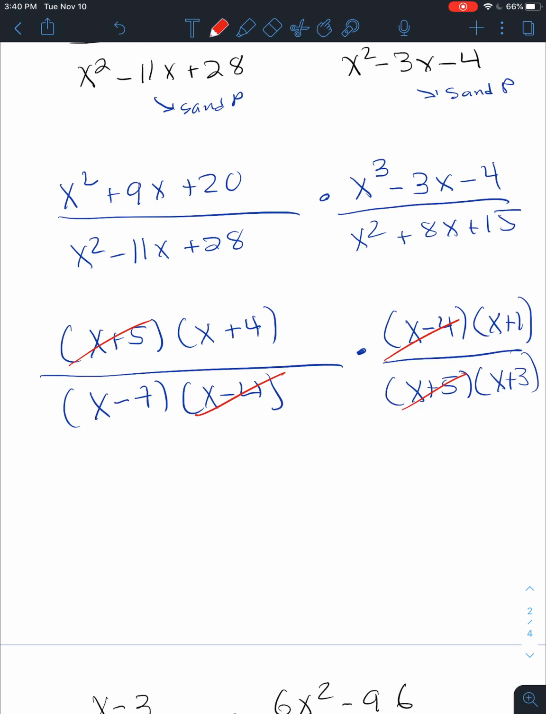So I was able to divide out x minus 4. I was able to divide out x plus 5. And that's all I have left. So I'm just going to write what I have on top.